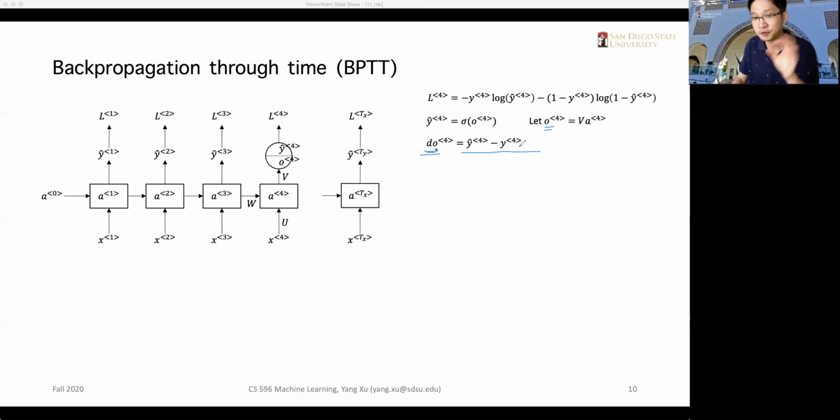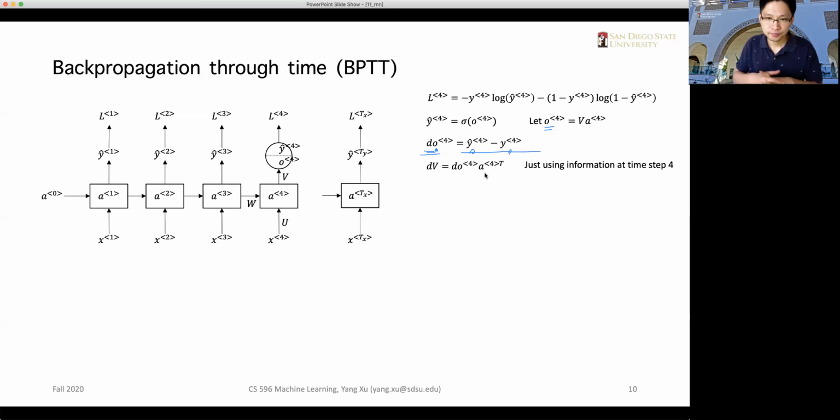We have the conclusion that the gradient for the linear part is the difference between the y hats and the ground truth, right? So that also applies to this case. So we can easily get dO, and dO will be used to compute the gradients for dV. So this formula is the regular backprop formula.